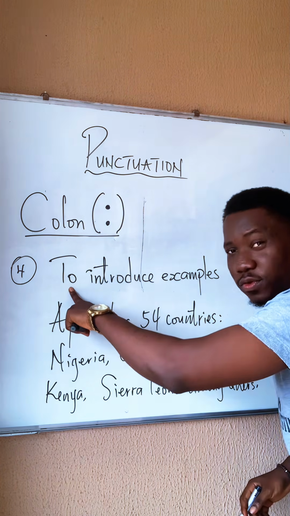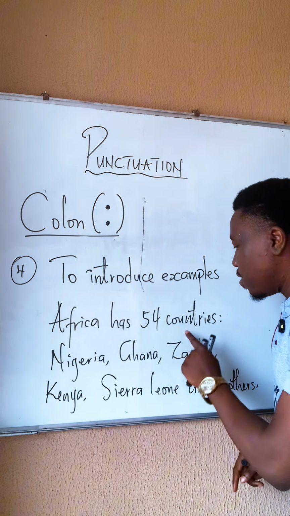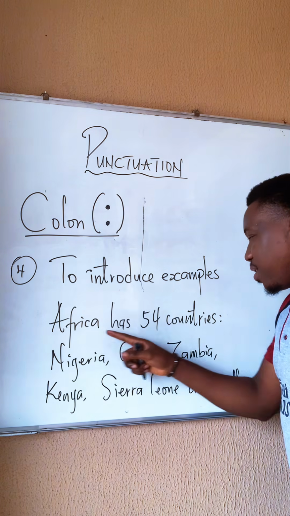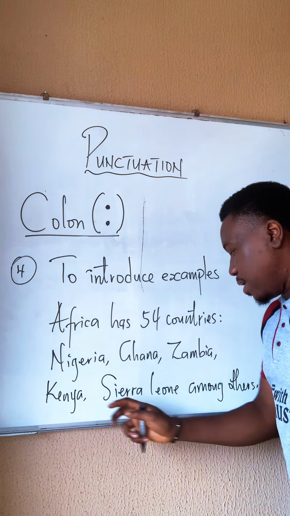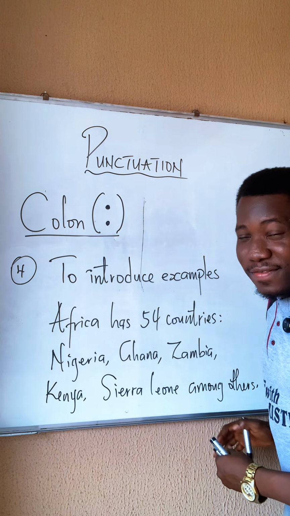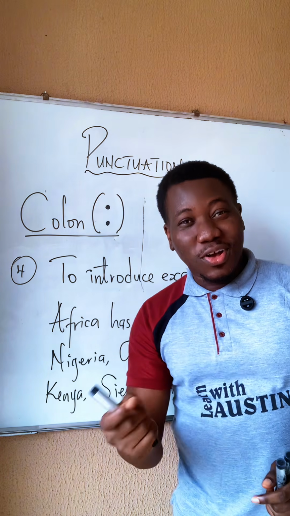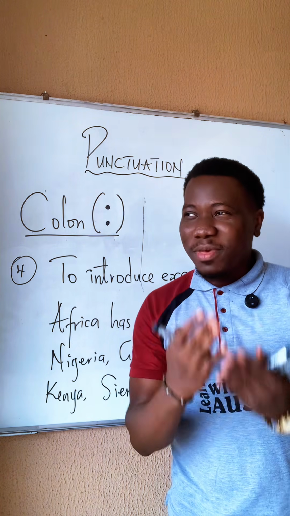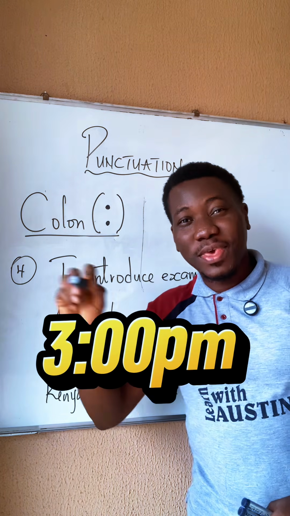The colon is also used to introduce examples. And we just mentioned some examples of the countries. Africa has 54 countries: Nigeria, Ghana, Zambia, Kenya, Sierra Leone, among others. These are the uses of the colon. Of course, we also use the colon in time. The meeting will begin at 3:00 p.m., 3 p.m.